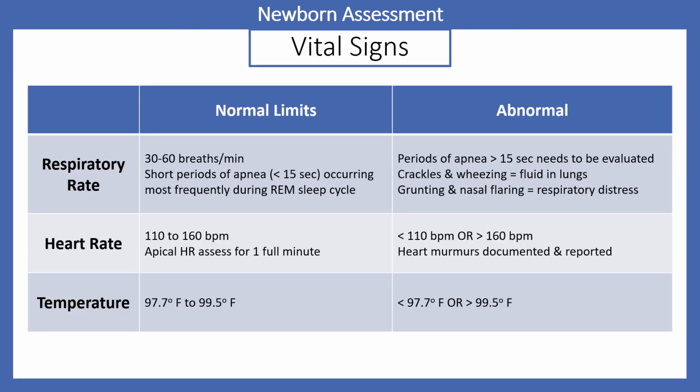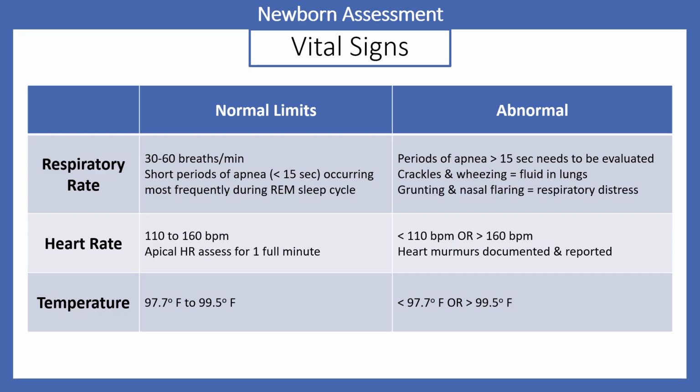A nurse responsible for caring for neonates must know normal ranges for vital signs. Newborns do not have a regular respiration rate. They have a normal respiration rate, which is between 30 and 60 breaths per minute. However, neonates commonly breathe in an irregular pattern, and we consider this normal.